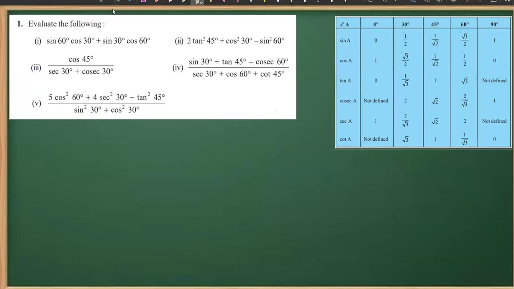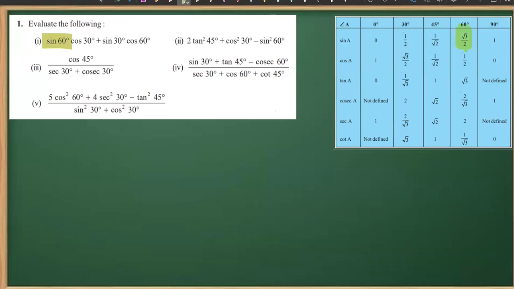In this video, I'm going to solve some questions which are based on trigonometric ratios of some specific angles. We'll be using this table in order to solve this. Now let's begin with the first part here. We have to evaluate sine 60. We'll be replacing sine 60 with its value.